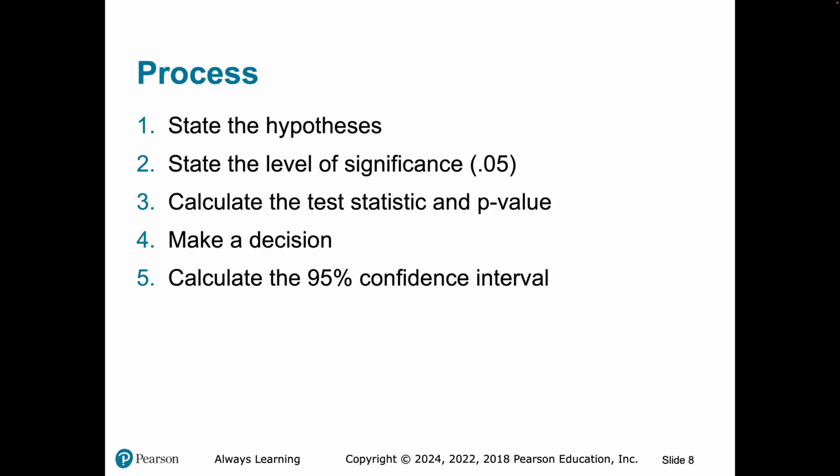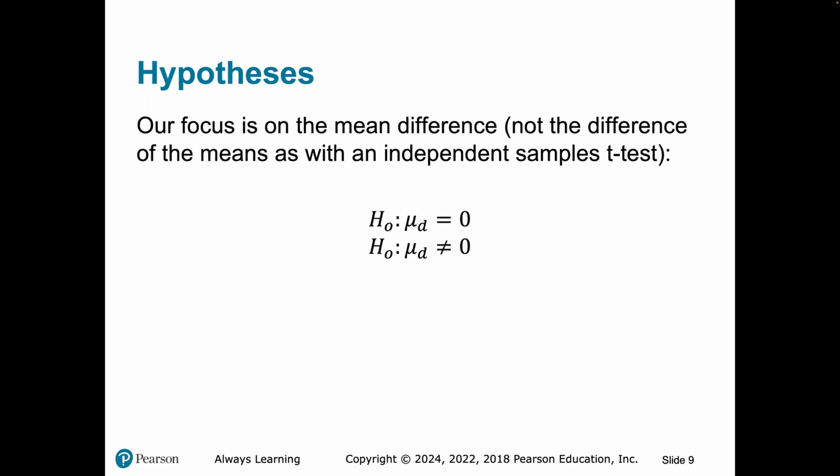All right, so the process, same thing. State your hypothesis, level of significance 0.05, use technology to calculate the test statistic and p-value, make a decision, and calculate and interpret the 95% confidence interval in the context of the problem. So you can tell that the hypotheses, the null, I didn't do a very good job of copying and pasting. Right there, that should be H sub A, not H sub O.